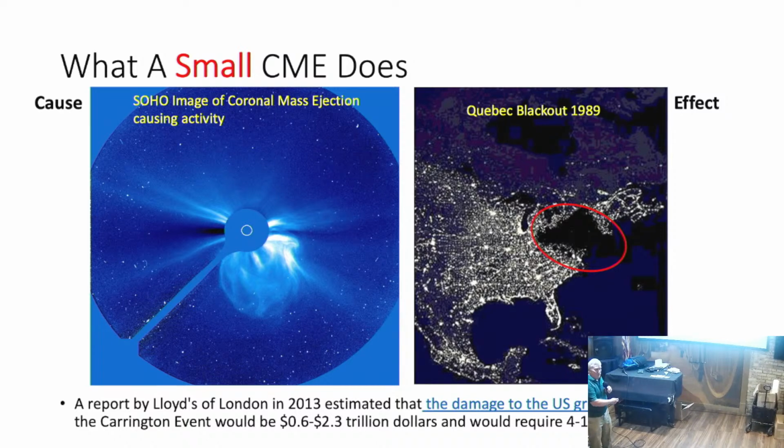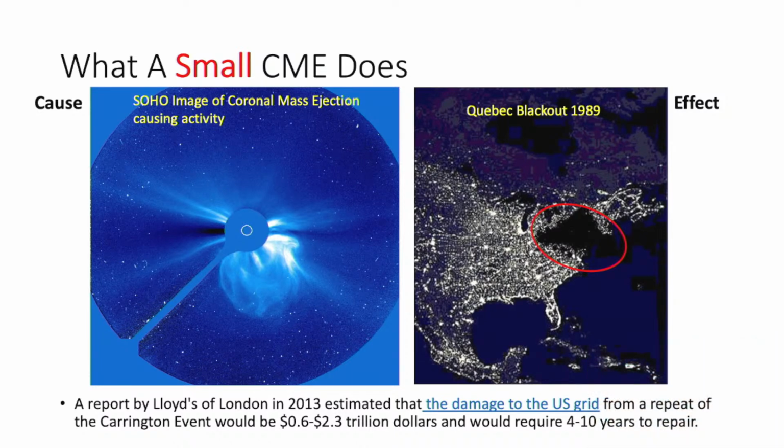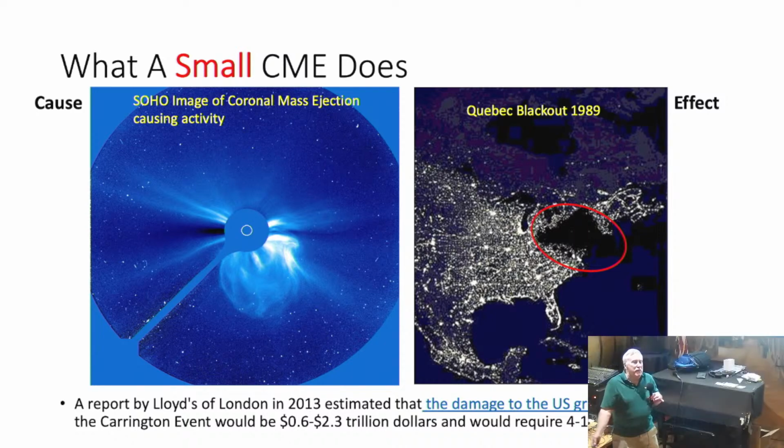Lloyd's of London, who many of you have heard of, is an insurance conglomerate in London. In 2013, they wrote a report that estimated that the damage to the U.S. electrical grid from the next Carrington event would be somewhere from $0.6 trillion to $2.3 trillion. And it would take anywhere from 4 to 10 years to repair. Whatever part of the Earth that thing hits, imagine thousands of transformers just bursting into flames, and there's probably only a few hundred transformers sitting around in warehouses.